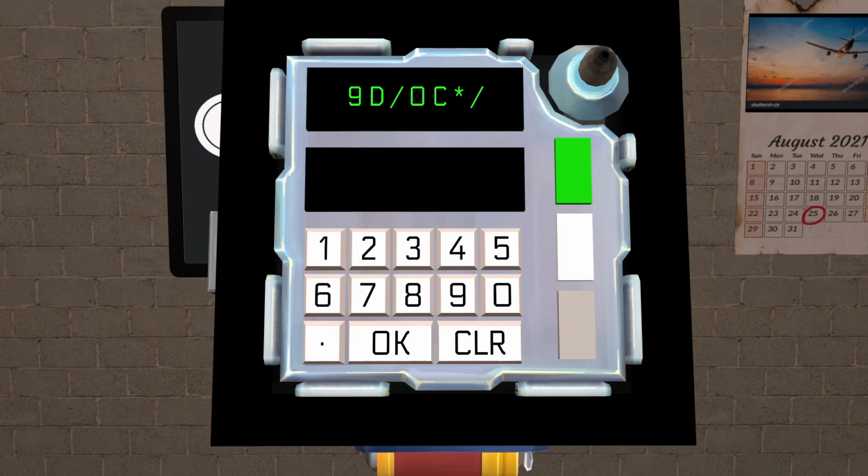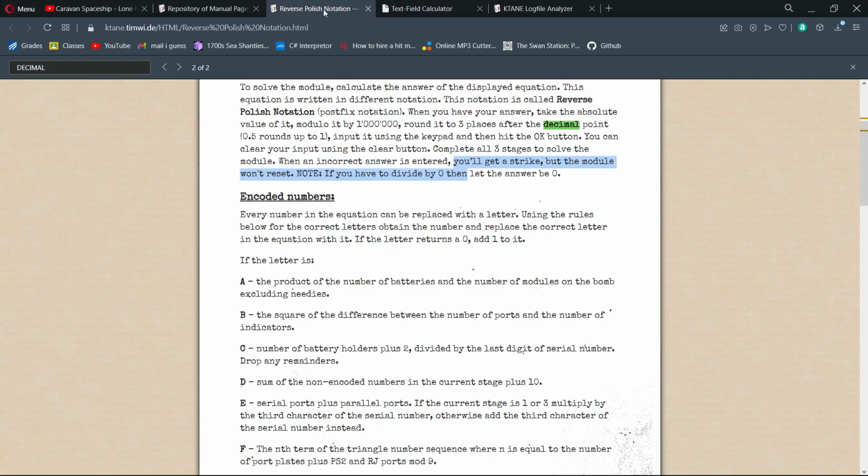Oh, my bad. Sorry. I was thinking about this. If we have to divide by 0, then our answer is 1, not 0. My apologies. I should have actually read the manual instead of trying to remember it. But what I said is the same. Sorry, so right here it says if you have to divide by 0, let the answer be 0. I was thinking about this.